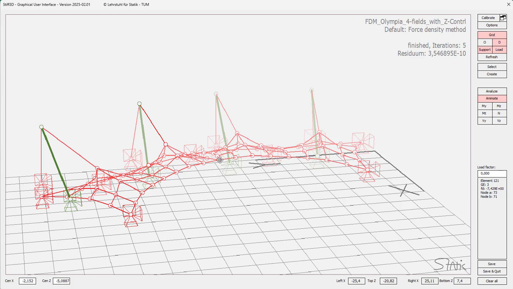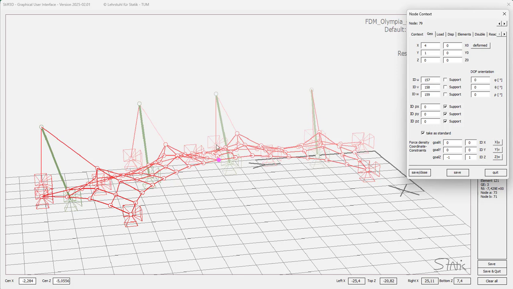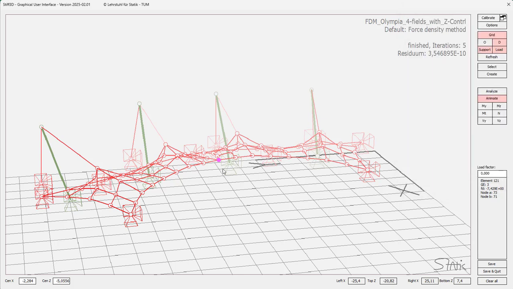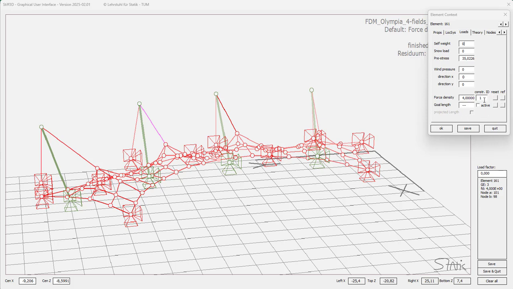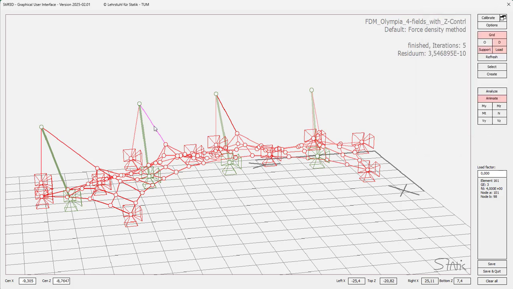And if you just again look at our control node here, that one, then you may see that these two elements have changed the color. And exactly these are the two, here we see it now highlighted in purple, that these are the two elements where we just refer the scaling of the force density. So these two elements have been adapted with respect to their force density just to arrive at the goal.